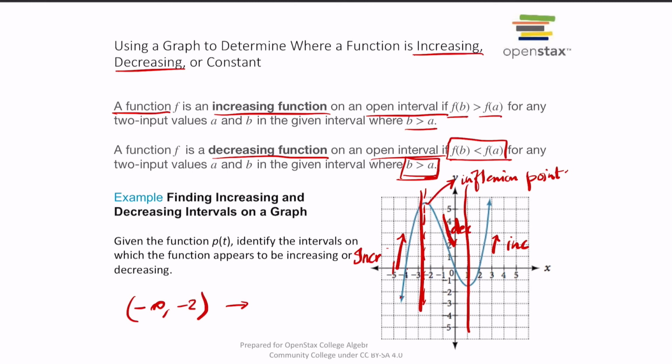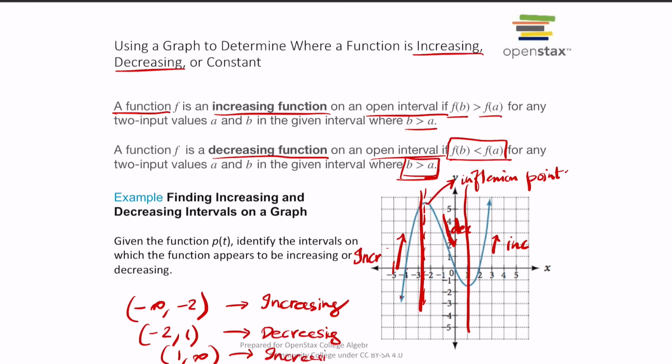So this is increasing. It's an increasing function. From negative 2 to 1, it is decreasing. From 1 to infinity, again it's increasing. So this is how we can determine increasing and decreasing functions.